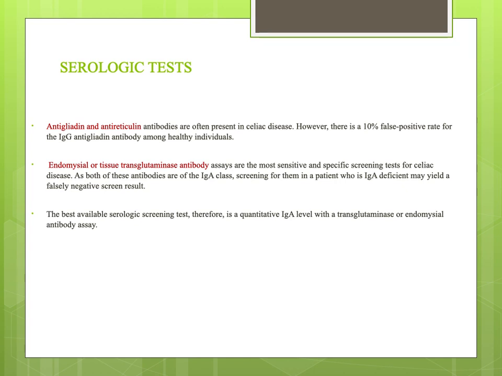Another antibody is anti-endomysial and tissue transglutaminase antibody. These are the most sensitive and specific screening tests for patients with celiac disease. However, both of these antibodies are of IgA class, so false negatives may be seen in patients with IgA deficiency. The best available serologic screening test is quantitative IgA level associated with transglutaminase and endomysial antibody assay.